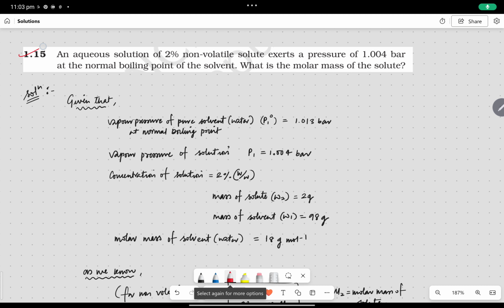So we have question number 1.15, and the question says: you have an aqueous solution which contains 2% non-volatile solute, and it exerts a pressure of 1.004 bar after mixing. That pressure is exerted by the solution, right? So at the normal boiling point of the solvent, what is the molar mass of the solute? So you are asked the molar mass of the solute, which is non-volatile, right?